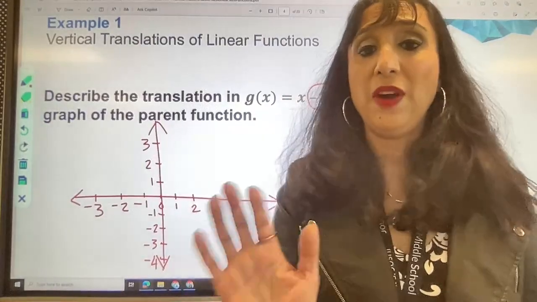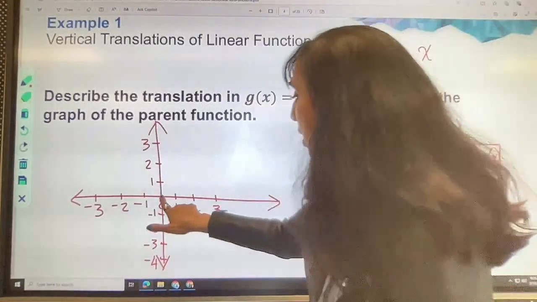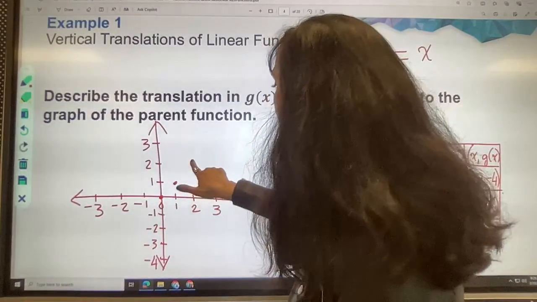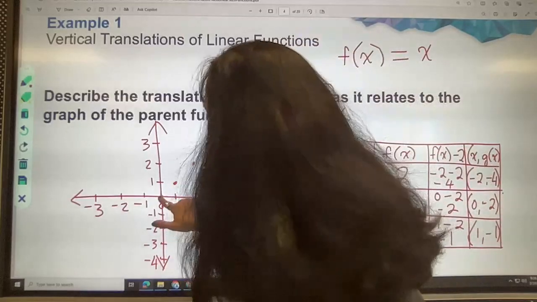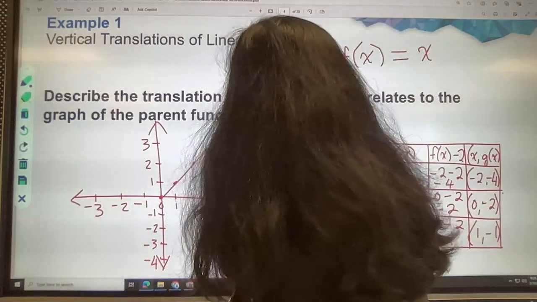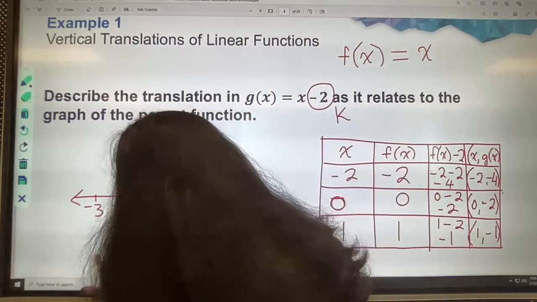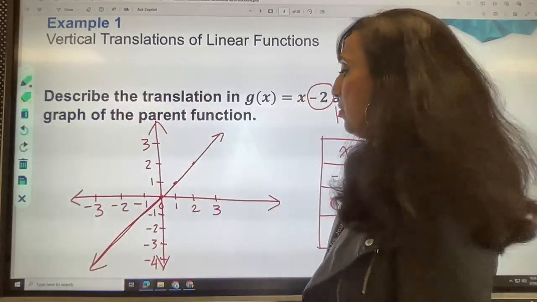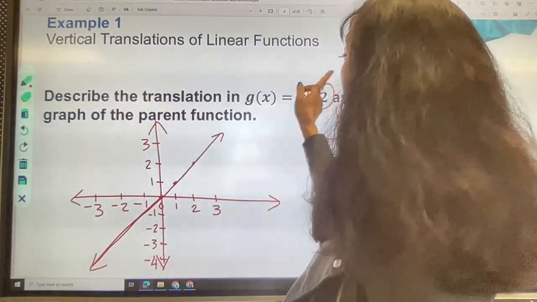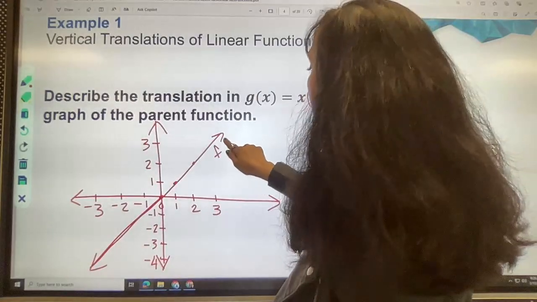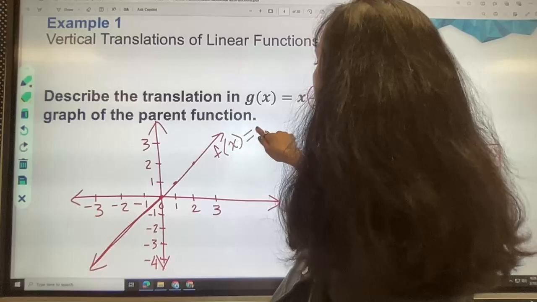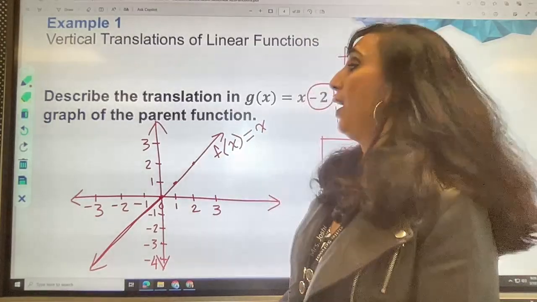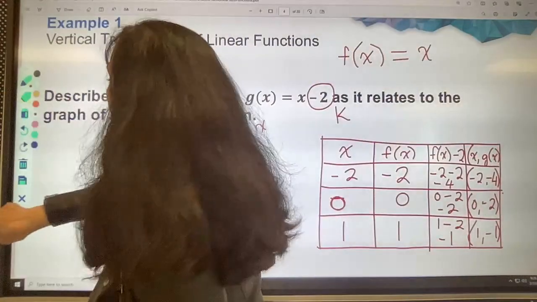So I know in the parent function, we have 0 is equal to 0, 1 to 1, 2 to 2, and that's how I am getting my linear function. Okay, so this is my f of x is equal to x, this line. That's my parent function.